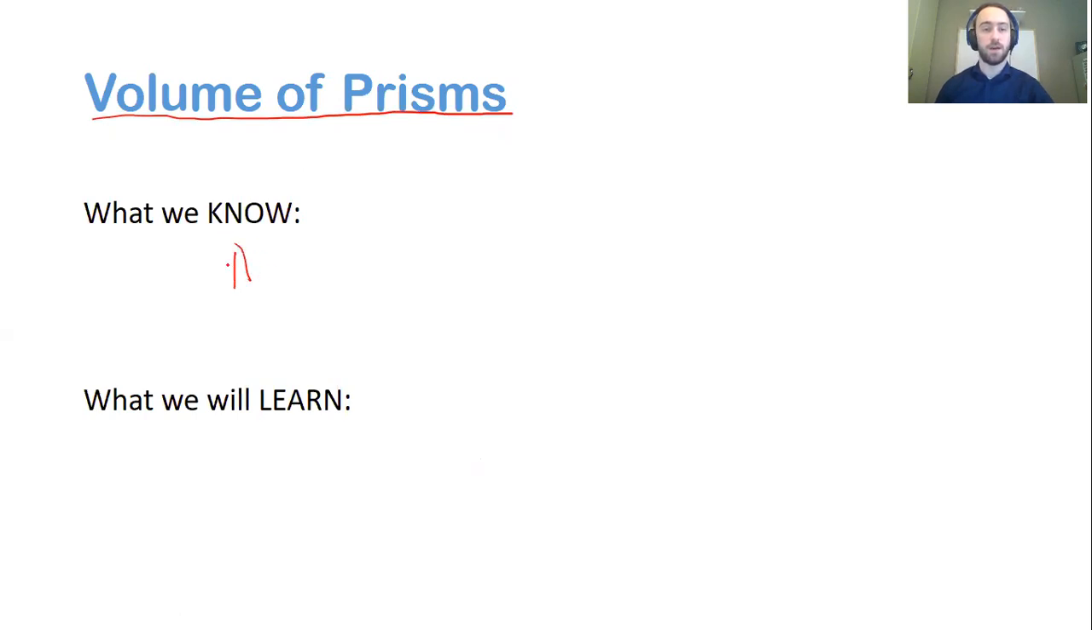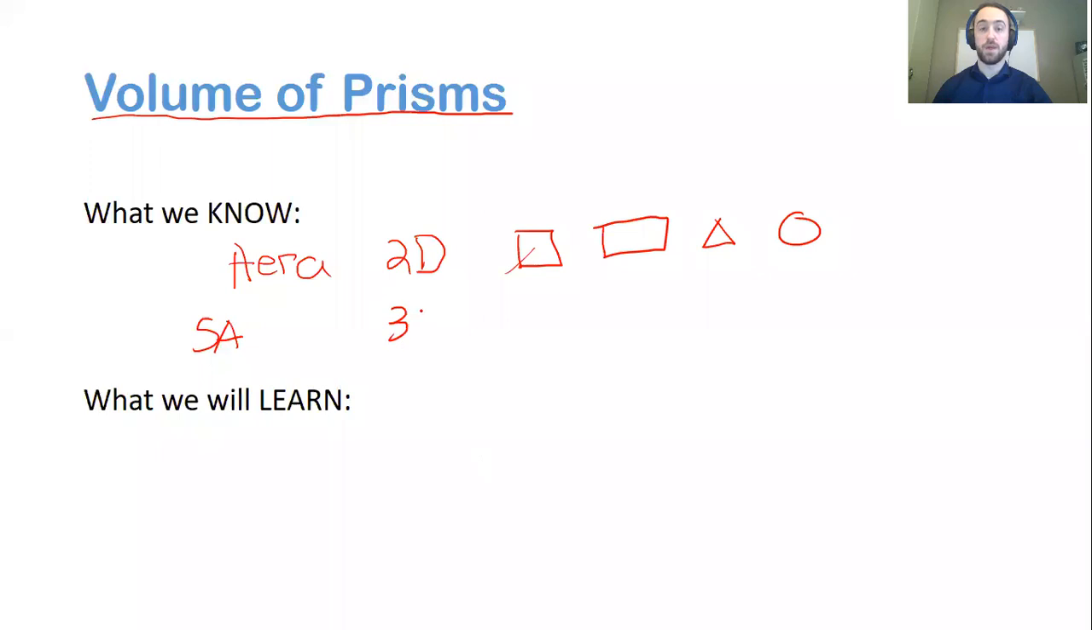We know how to calculate the area of various two-dimensional shapes, right? Square, rectangle, triangle, and a circle. We also know how to calculate the surface area of various three-dimensional shapes, rectangular prisms, triangular prisms, and cylinders, right? So our surface area is simply the sum of all the two-dimensional shapes within the prism. Right? Nothing new there.